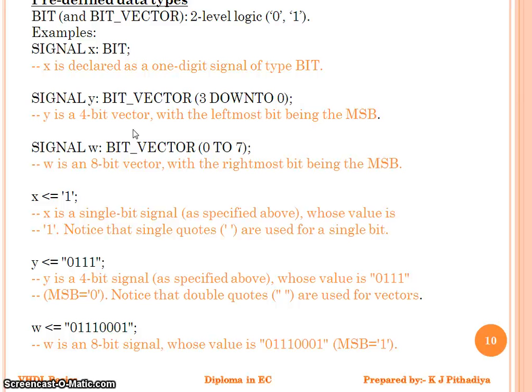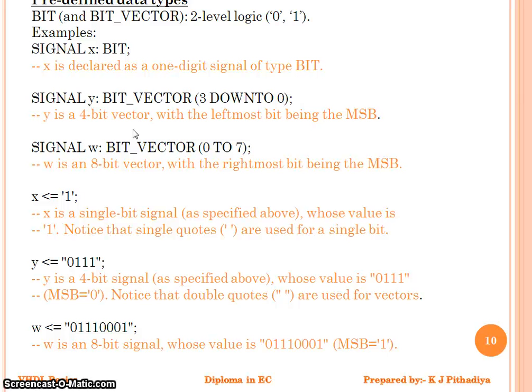Next, the signal W is a bit_vector, 0 to 7. That means W is an 8-bit vector with the rightmost bit being the MSB. So whenever you are writing the leftmost as MSB, you have to write downto, and if the rightmost is MSB, then there is no need to write downto. You can write directly 0 to 7.